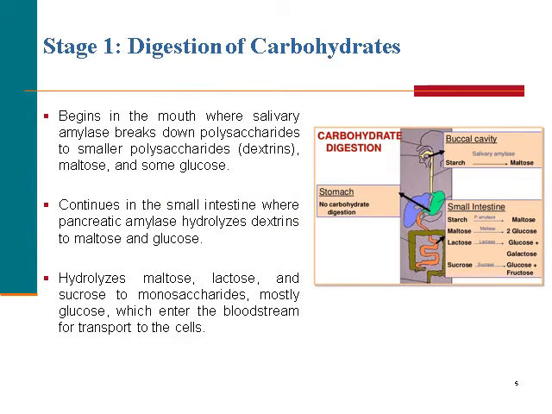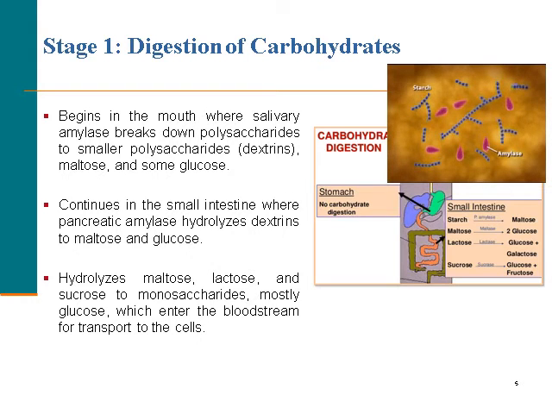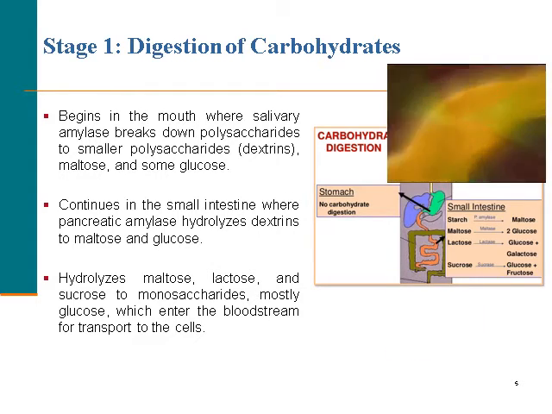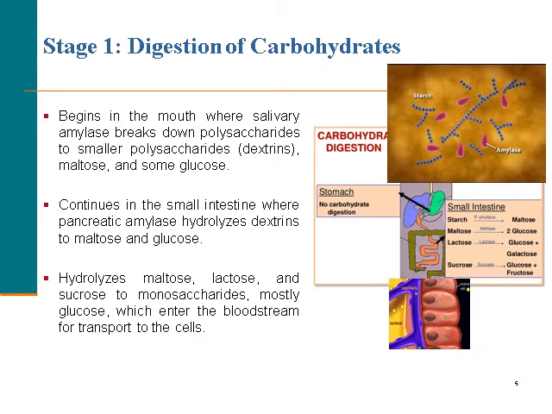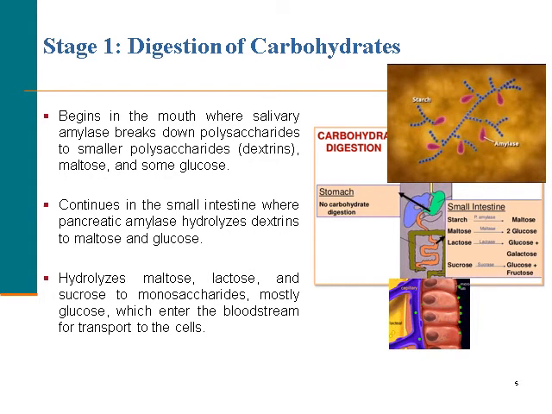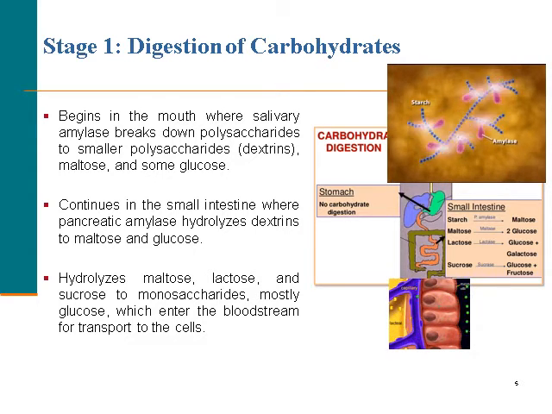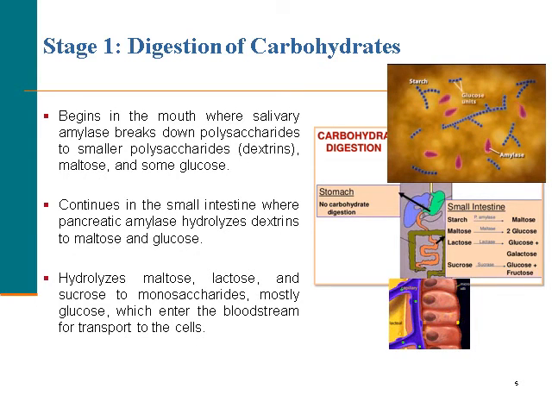As you can see in the slide, stage one of carbohydrate metabolism is the digestion of carbohydrates. This digestion begins in the mouth. When we eat anything, our salivary glands release amylase, which breaks down the polysaccharides, as you can see in this animation. These polysaccharides are converted into smaller polysaccharides, dextrins and maltose, and some glucose. After mouth digestion, the digested food continues its journey in the small intestine, where pancreatic amylase hydrolyzes these dextrins to maltose and glucose, as you can see in this picture.